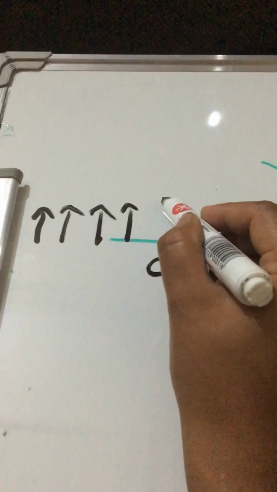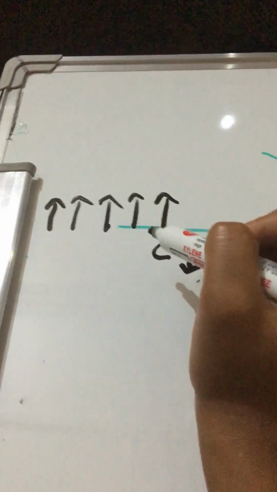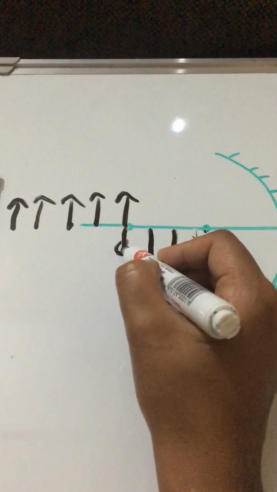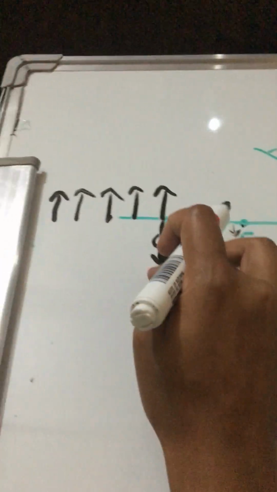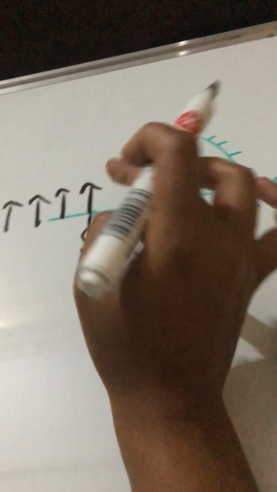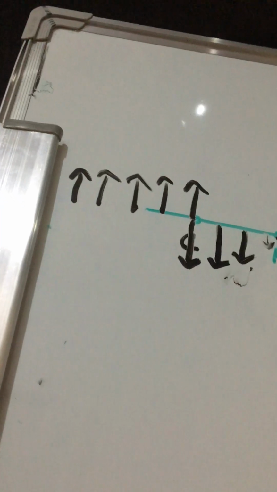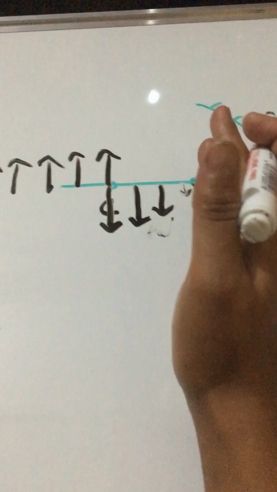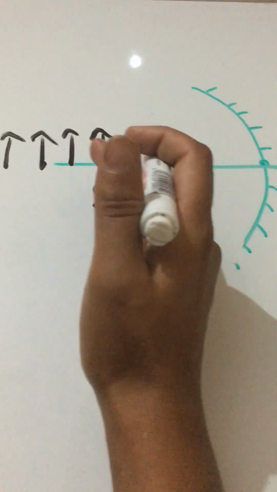Now when the object is exactly at C, its image should be directly down, inverted and at C, same size. Okay, so this is the thing. So when the object is brought from far away, then its image will shift away from the focus towards the center of curvature with increase in size.